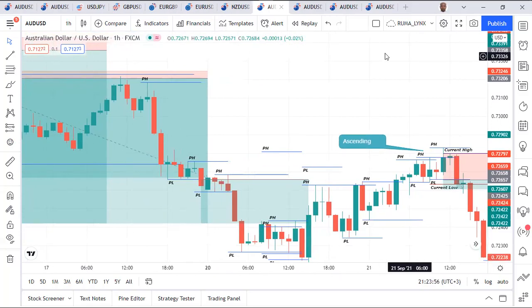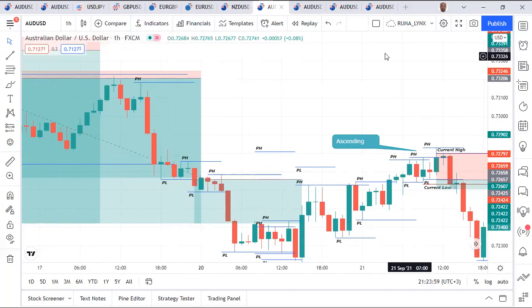Okay, so we keep going down until we get a counter trend. So we mark our lowest point.